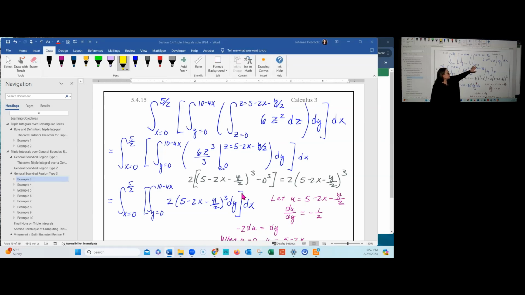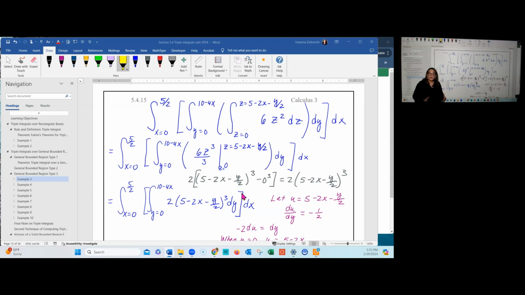When we work the inner integral with respect to z, we integrate 6z squared to get 6z cubed over 3, or 2z cubed. When we evaluate between 0 and the plane, which forms the upper surface, the best thing to do is to leave the expression in the cube. So we get a 2 multiplied by the quantity 5 minus 2x minus y over 2, all raised to the third power. This becomes the integrand for the outside double integral.